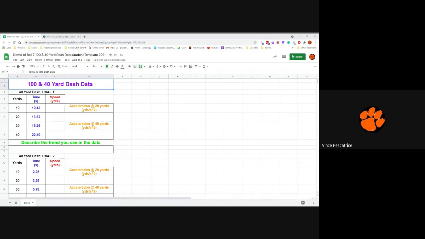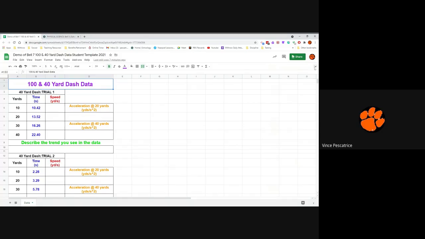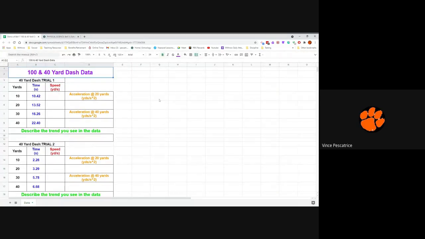So first up, if you go to the week 31 folder, this is the 40-yard dash assignment analysis. So that's what you click on, and it should look like this. Just a heads up, yours will look different than mine. I'm using a combination of data from all my classes for this, so your class data will probably look different. If you're seeing that your numbers don't match mine, that's okay.